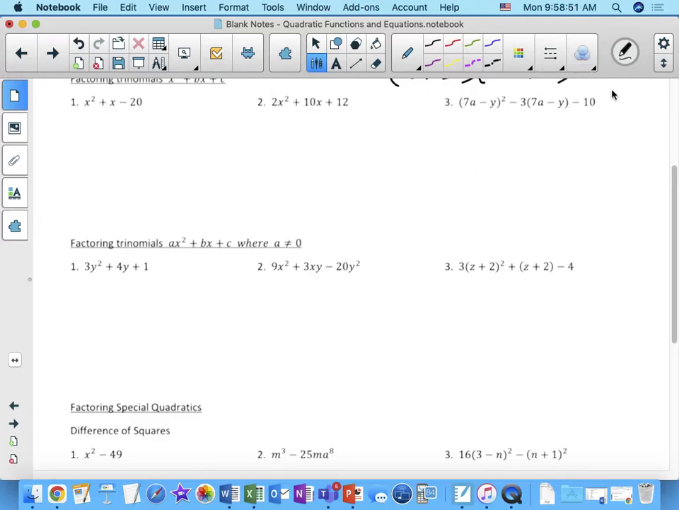Thank you. Okay, so this one looks kind of complicated. And what you might think of doing here, some people think, oh, maybe I should expand so that then I can factor. Okay? But what I see is something squared minus 3 times that same something minus 10.